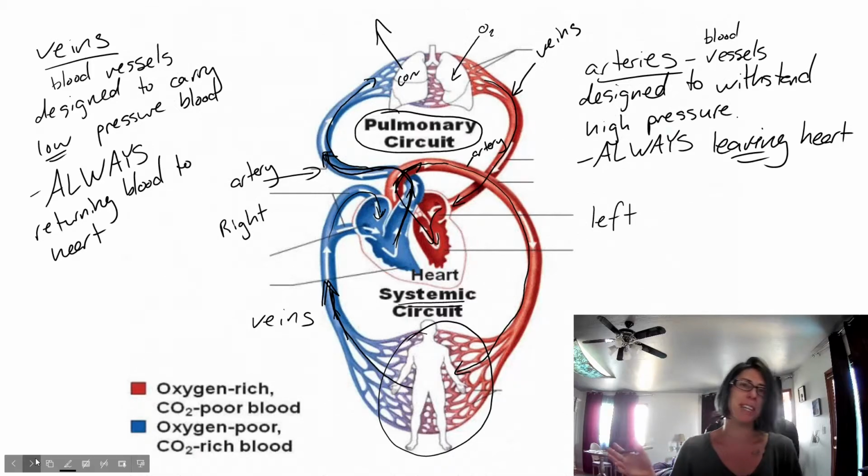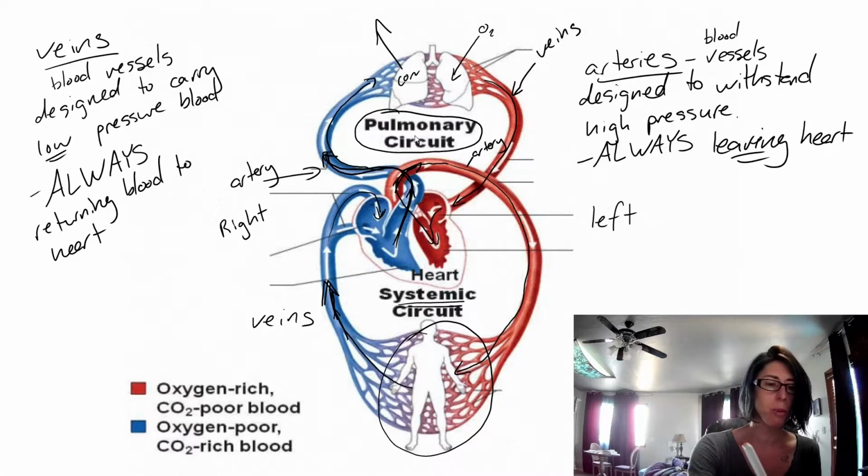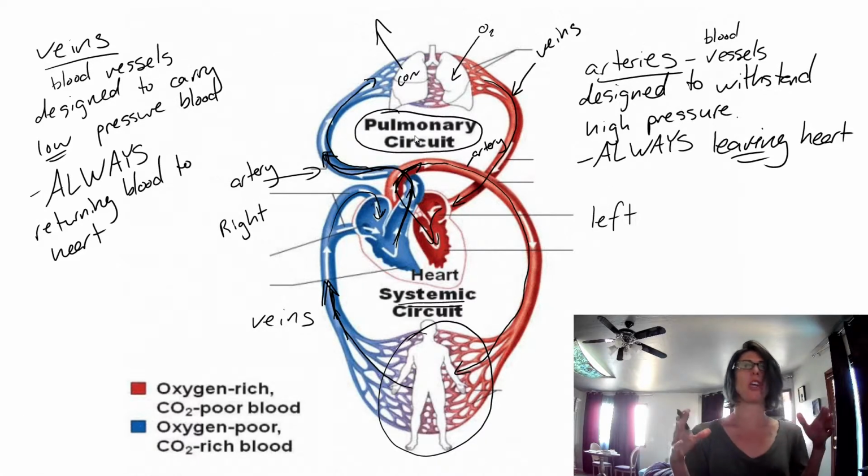No matter how much I say it, there are going to be people who get it wrong on the exam. So please remember, veins return to the heart, arteries leave the heart. Arteries are under high pressure, veins are under very low pressure. The blood vessels leaving the heart are huge.